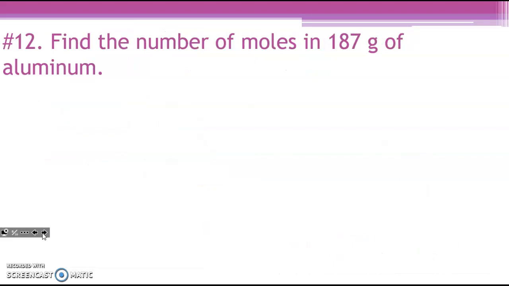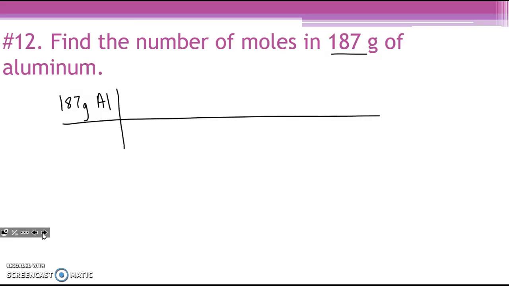Number 12, find the number of moles in 187 grams of aluminum. So here we're just looking at a single atom. 187 grams of aluminum. I like this problem. I look on the periodic table, 26.98 grams of aluminum for every 1 mole of aluminum. Final answer, when I divide, 6.93 moles of aluminum.